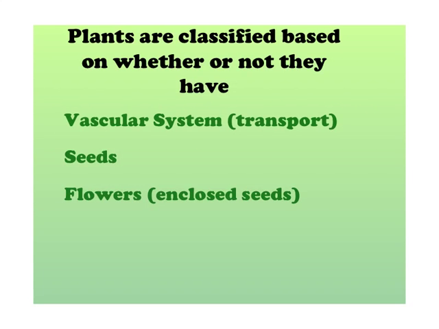So like we just talked about, plants are classified based on whether or not they have a vascular system, how the nutrients and water are transported to help that plant photosynthesize and grow. They're either going to have seeds or no seeds, flowers, or maybe they're going to have cones instead.